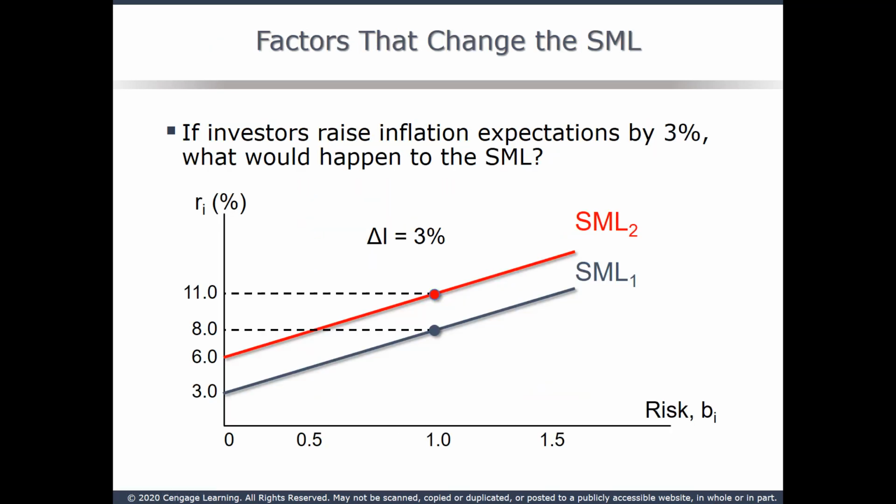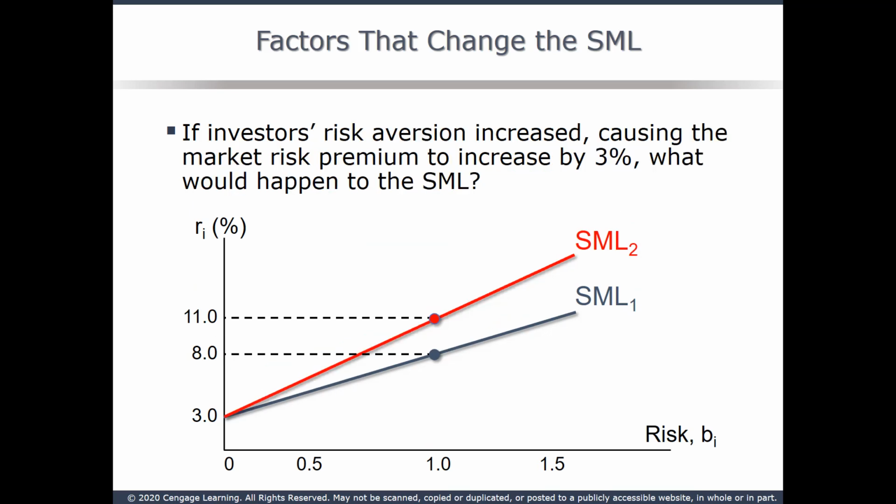It changes as its components change with market changes. If inflation expectations increase by 3%, but the market risk premium doesn't change, then the security market line shifts up. Inflation expectations increase the risk-free rate, which is the y-axis intercept. If investors' risk aversion increases, but the risk-free rate stays constant, then the line will ratchet up, affecting high beta stocks more than lower beta stocks.